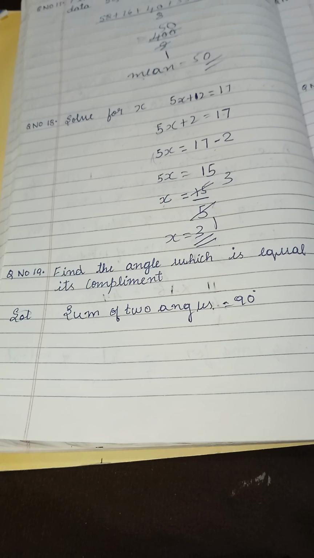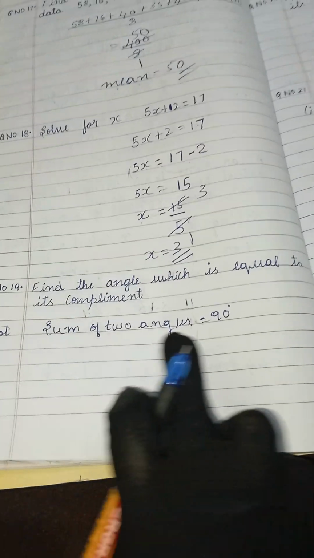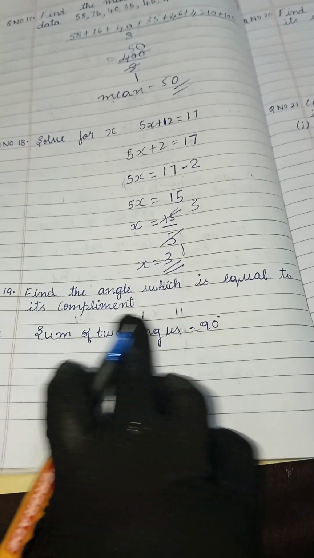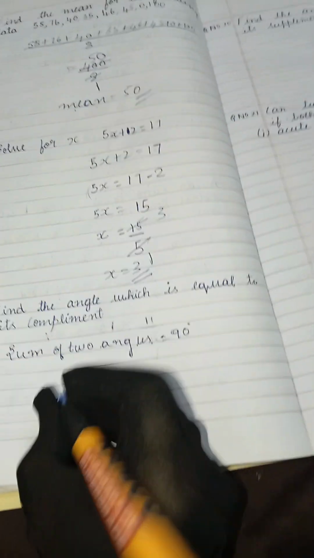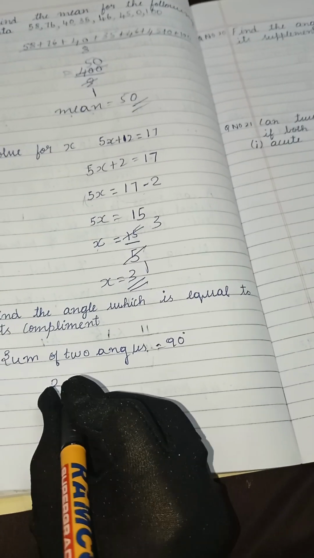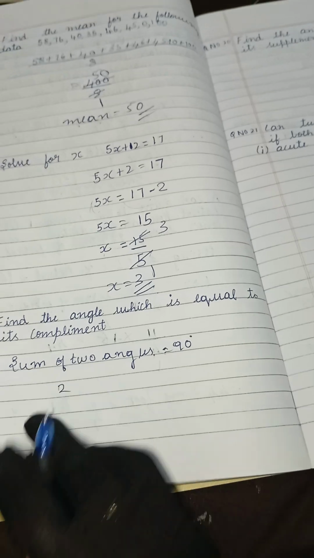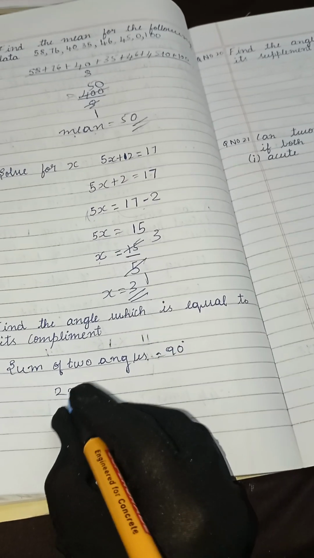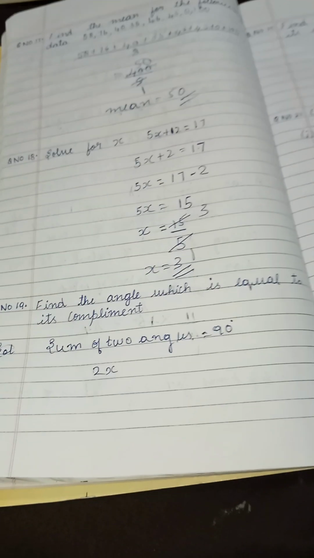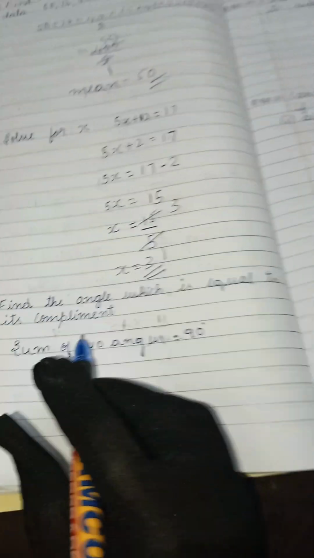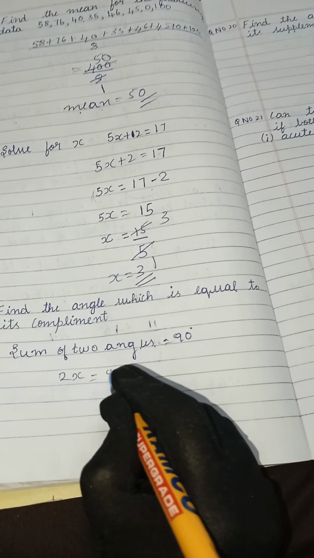Now you didn't get any number in the question, but here we get so many numbers. See how? Sum of two angles, right? We'll take 2 as our number here. We'll take x. We have to find it out, right? See, sum of two angles is equal to 90. We have to find out the angle. You don't know the angle. So 2x is equal to 90.